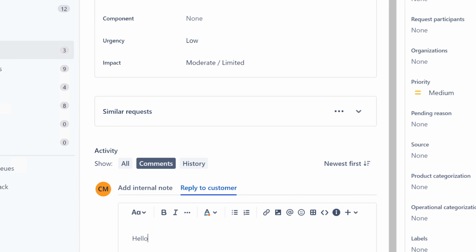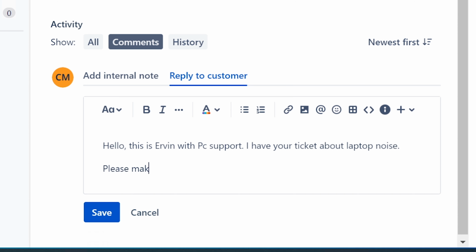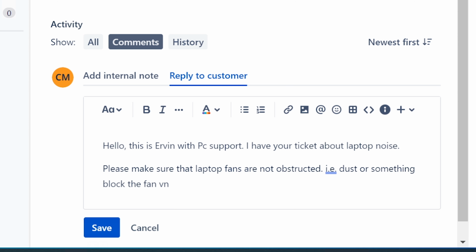So I'm going to say hello. This is Irvin with PC support. I have your ticket about laptop noise. I'm going to say noise. Now, please make sure that laptop fans are not obstructed by dust or something blocking the fan ventilation. I really think that's what it is.